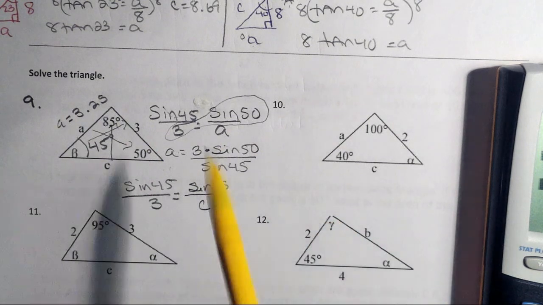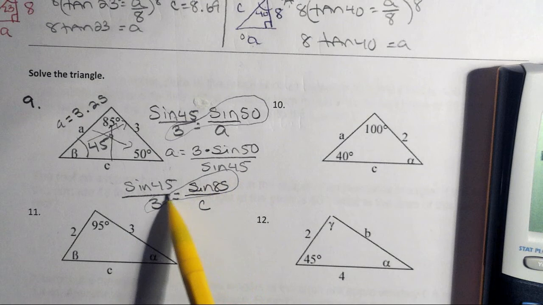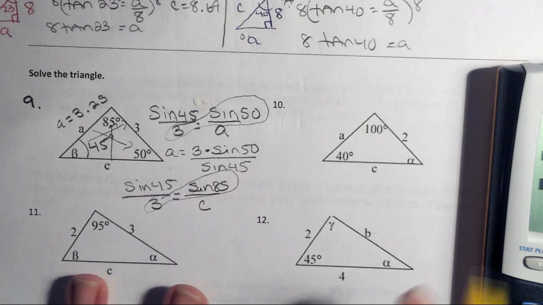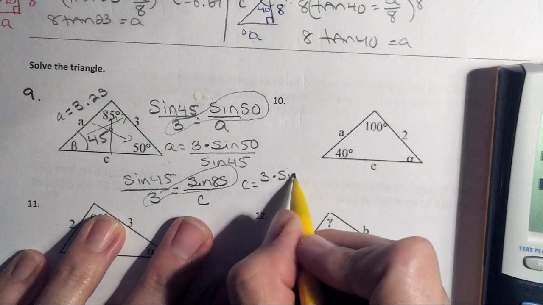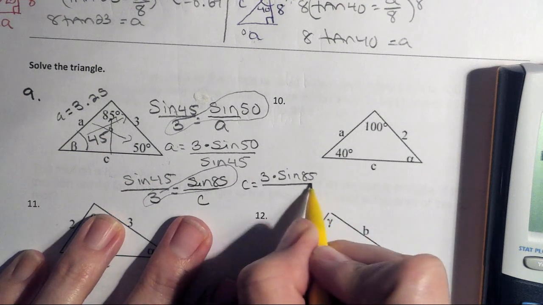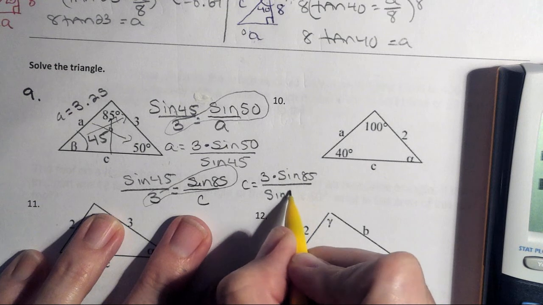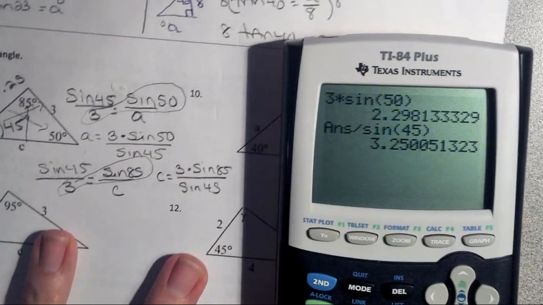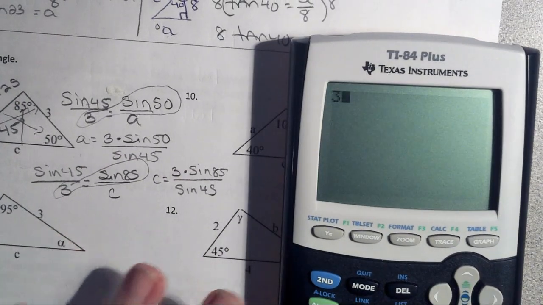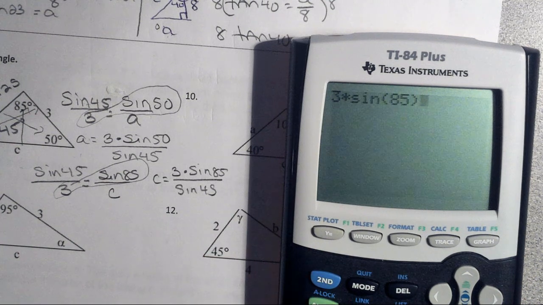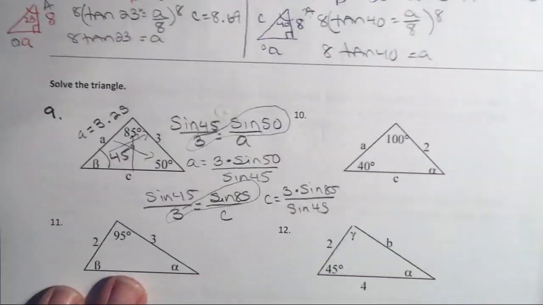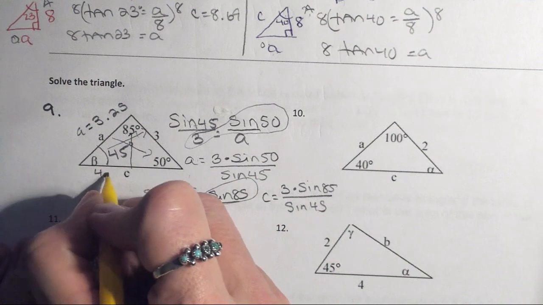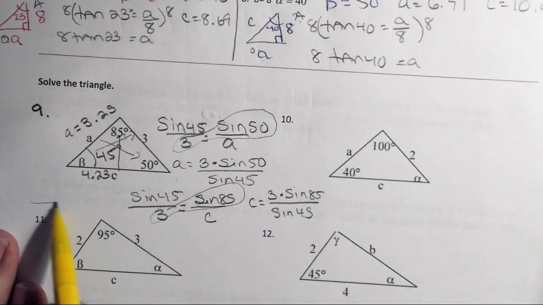I'm going to do the exact same process. I'm going to multiply the numbers diagonal, divide by the one I didn't circle. So C is going to equal 3 times sine of 85 divided by sine of 45. I'll type that in the calculator: 3 times sine of 85 divided by sine of 45. And we get 4.23. So C equals 4.23.